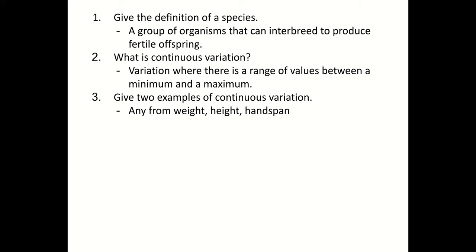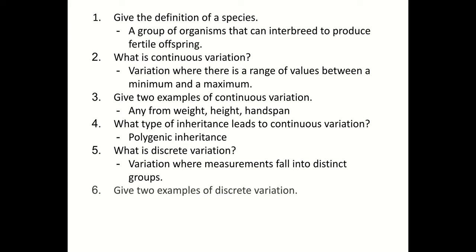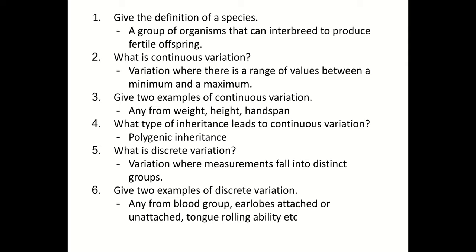What type of inheritance leads to continuous variation? Well, that's polygenic inheritance. What is discrete variation? Well, it's variation where measurements fall into distinct groups. Give two examples, would be anything from blood group, earlobes attached or unattached, tongue rolling ability, anything along those lines. And finally, what type of inheritance leads to discrete variation? Single gene.